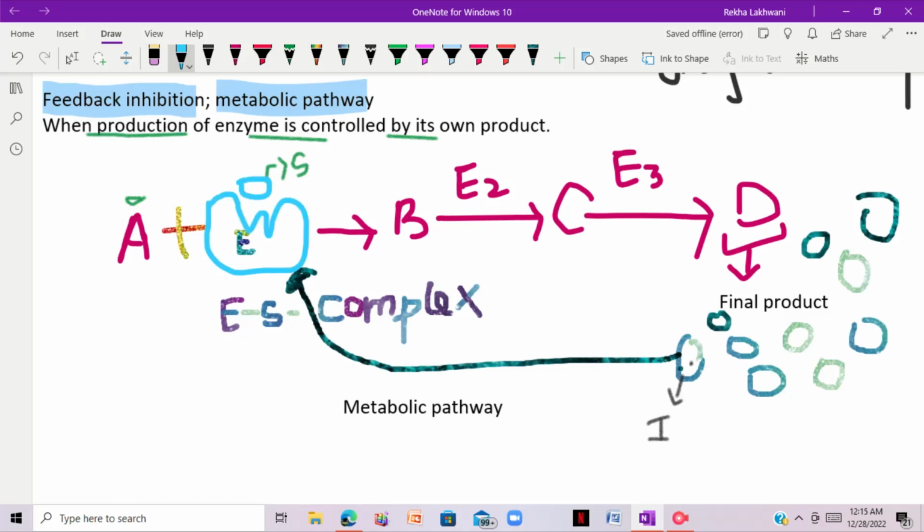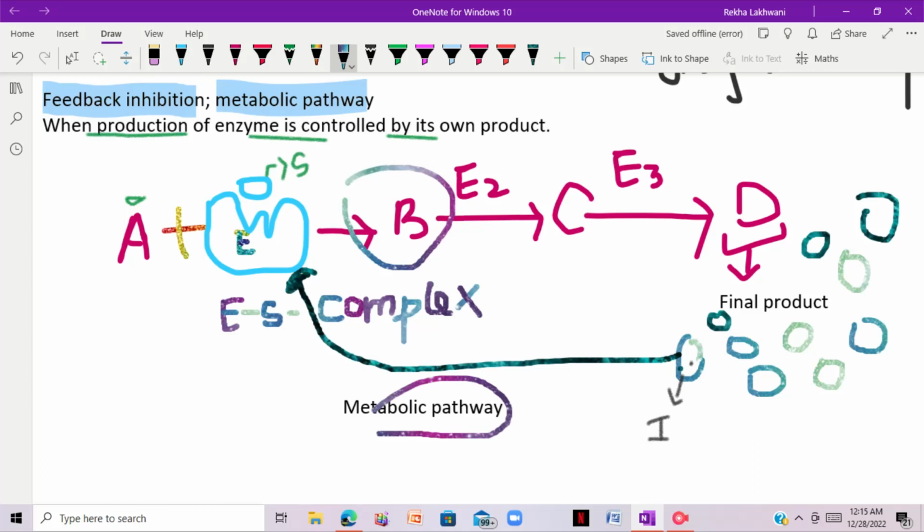So when this final product is utilized completely, then this product will detach from this allosteric site, and again the active site will be maintained as it was, and then the substrate will attach to it and combine to form B, then B to C, and C to D. So this whole thing is known as a metabolic pathway. So I hope this is clear to you.